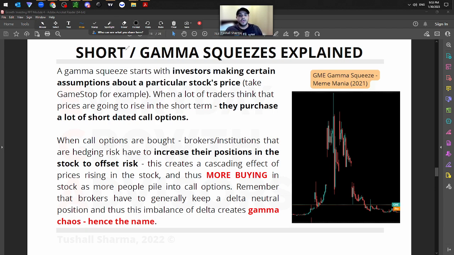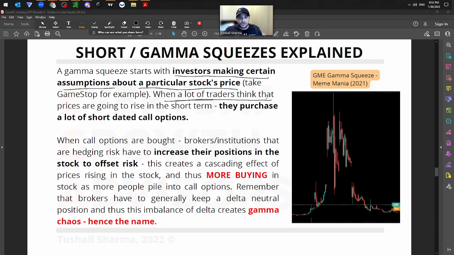So now, GameStop was not just a short squeeze. It was also a gamma squeeze. So what is a gamma squeeze now? A gamma squeeze is very like a short squeeze, okay? So it starts with investors making certain assumptions about a particular stock, for example, GameStop, right?